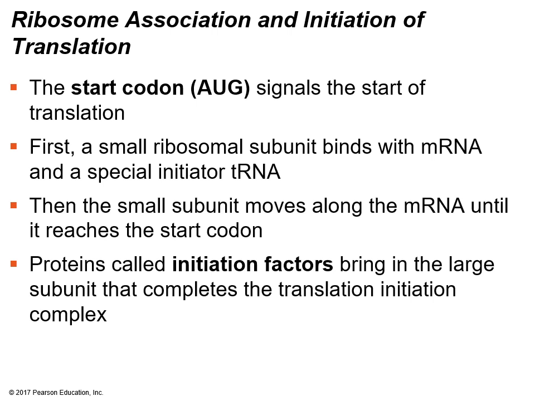In initiation of translation, the start codon is going to signal the start of translation. The start codon is going to be located on the mRNA. First, a small ribosomal subunit binds with mRNA at the mRNA binding site and a special initiator tRNA. Next, the small subunit is going to move along the mRNA until it reaches the start codon. Proteins called initiation factors bring in the large subunit that completes the translation initiation complex.